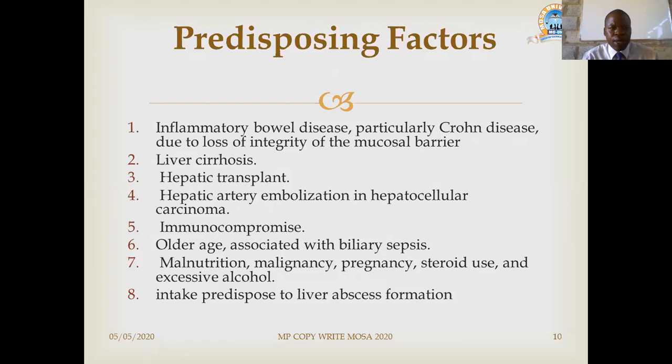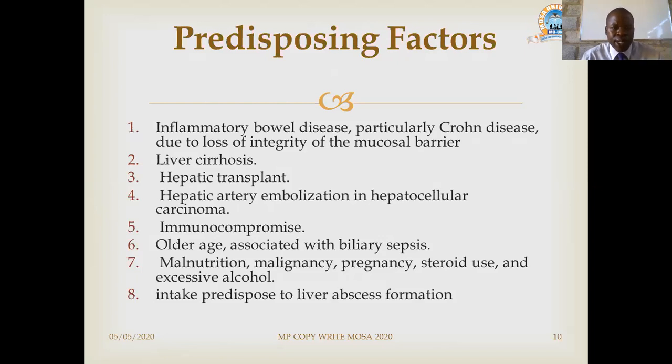Then we also have liver cirrhosis. In liver cirrhosis, this is chronic inflammation of the liver, predisposing someone to damage of the Kupffer cells, eventually having pus in the liver. Like we said, in the liver abscess, the destroyed cells of the liver get filled up with pus.